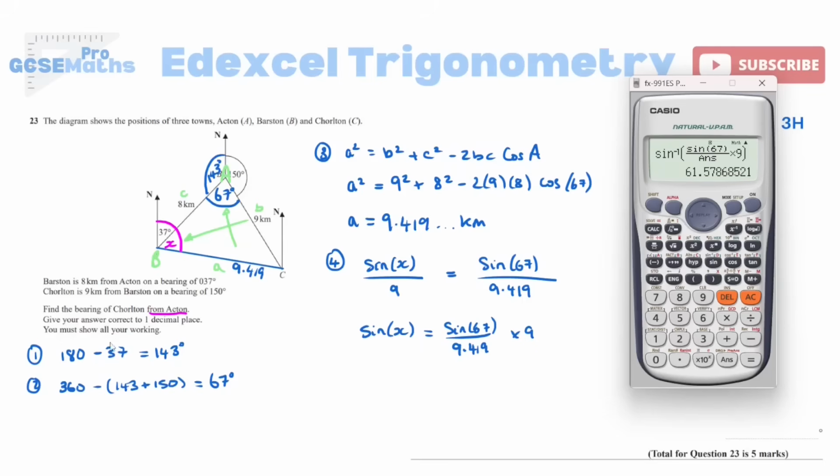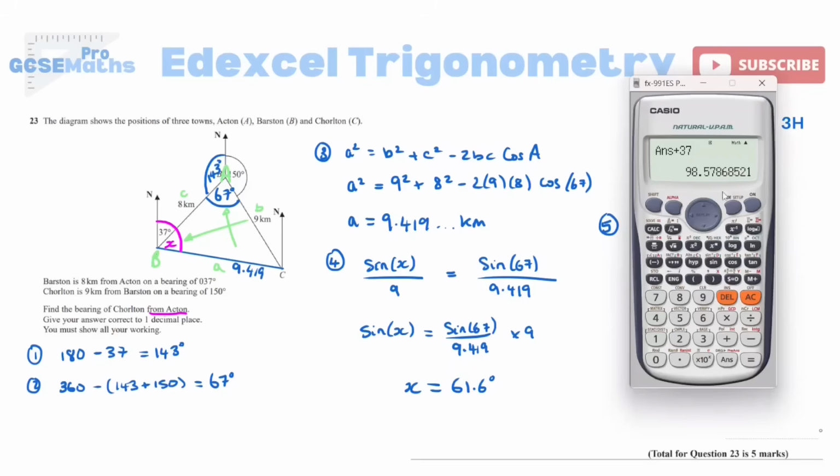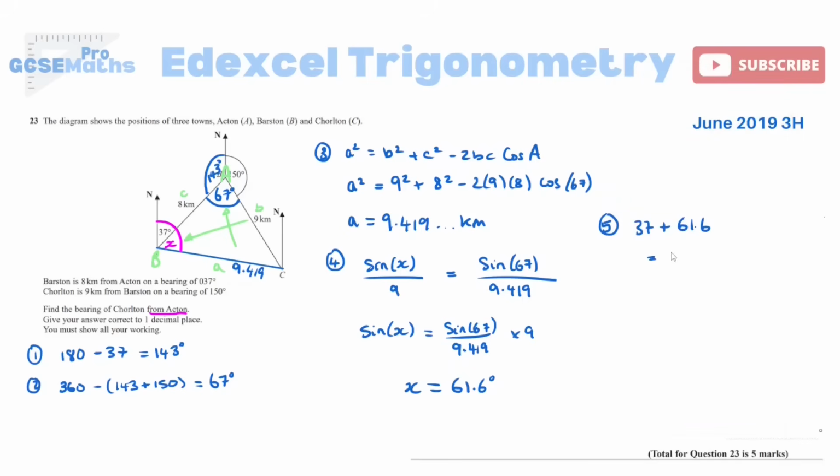So they've said 1 decimal place, so 61.6. Now, the only thing with that is don't get mixed up and think that that's the final answer. That's just x, isn't it? So in terms of our bearing, step 5, we need to do 37 plus 61.6, which is 98.6 to 1 decimal place. Technically, the bearings have to have 3 digits, so if it's 98 in that case, we would put 098.6, but I don't think they will mark you down if you forget to do that.